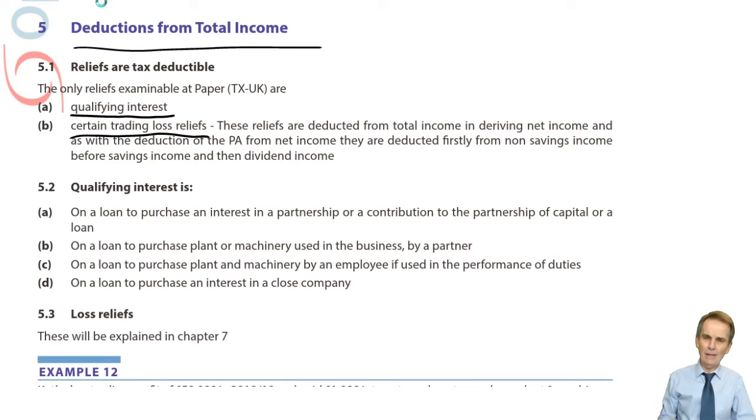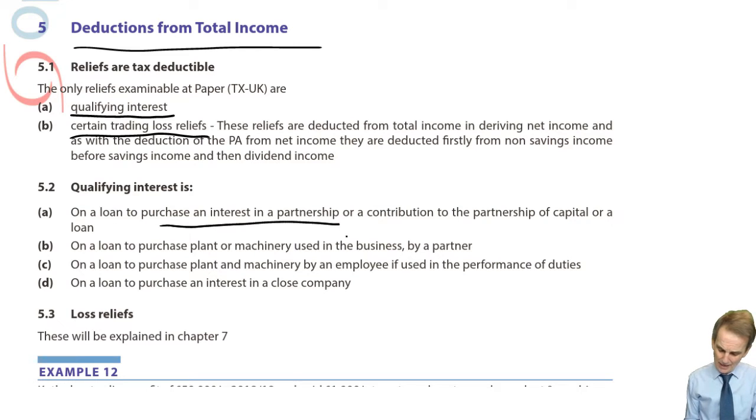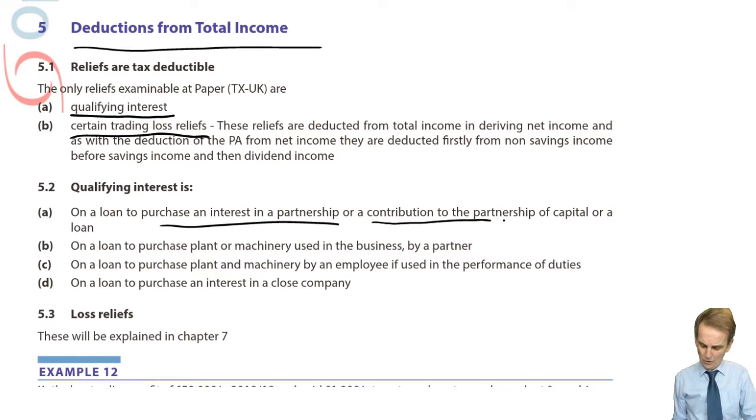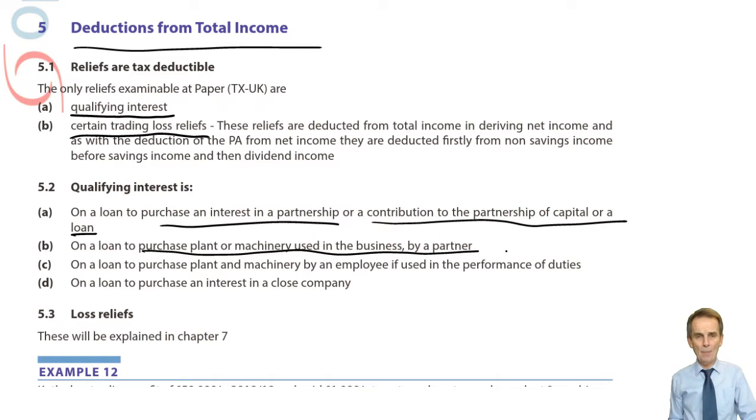They're very specifically prescribed loans that will allow the interest paid thereon to be an allowable deduction. And they're basically to do with business or employment. So, a loan to purchase an interest in a partnership, or a contribution to the partnership of capital, or indeed a loan to a partnership, you are putting money into a business. A loan to purchase plant or machinery used by the business or by a partner. An individual, therefore, borrows money to buy plant and machinery for use within their business.